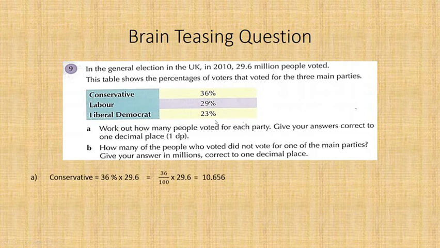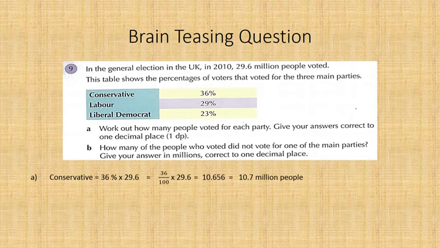Okay, so I answered it. No, you forgot something. You forgot to give your answer correct to one decimal place, so I need to round to one decimal place, the tenths. So find the number, go next door. The number here is 6 tenths, and the next door is 5, which is a strong number, so I'm going to add one more to the 6, which makes it 7. So 10.7 million people voted for the Conservative Party.